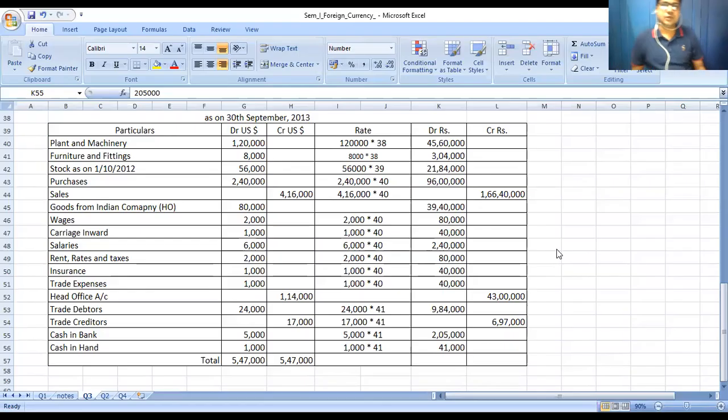You see, friends, in this particular trial balance, US dollar amounts we converted into rupees. This plant and machinery dollar amount we converted. All items we converted into rupees. Because of the conversion, there is a difference. That difference we have to find out and calculate.